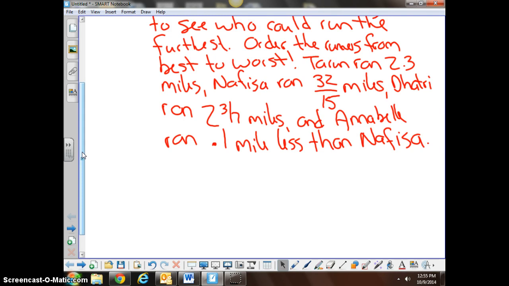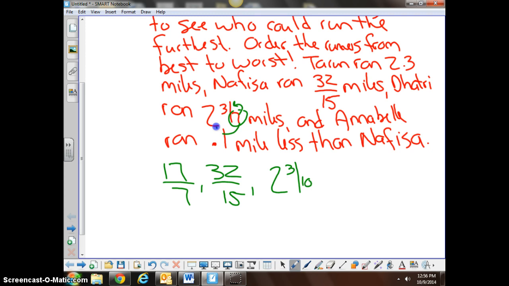So what I'm going to do is try to get them all into improper fractions. I've got 32/15, so I'm already done with Nafisa. Daughtry is 2 3/7, so I can do that pretty quickly. 2 times 7 is 14, plus 3 is 17. Keep my denominator 7. So I've got 17/7. I have 2 3/10, which I can write as an improper fraction or as a mixed number, right? And 2 3/10 is actually 23/10, correct? So I have 23/10.